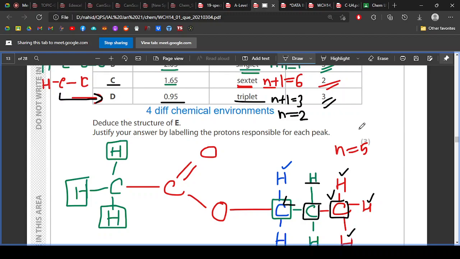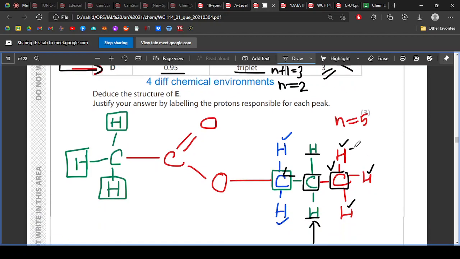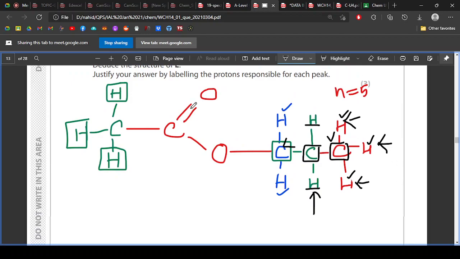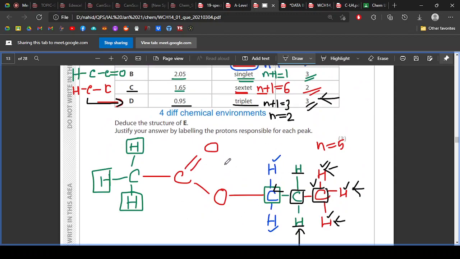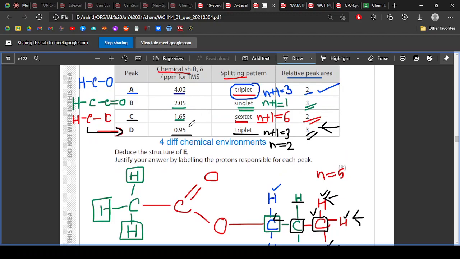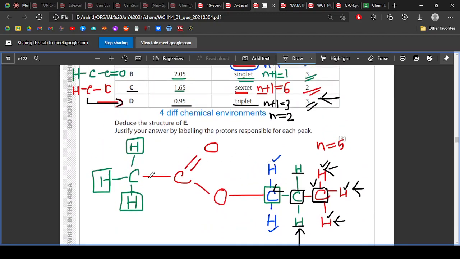And also look at the relative peak area. How much is the relative peak area? Three. And you can see here exactly 3 hydrogens are giving you that signal. Is it making sense or not? Yeah, it's making sense. So this is your ester structure. You can see it's not really as hard as it might have seemed when we were discussing, because in the question they'll give you more than enough information to figure out the structure.